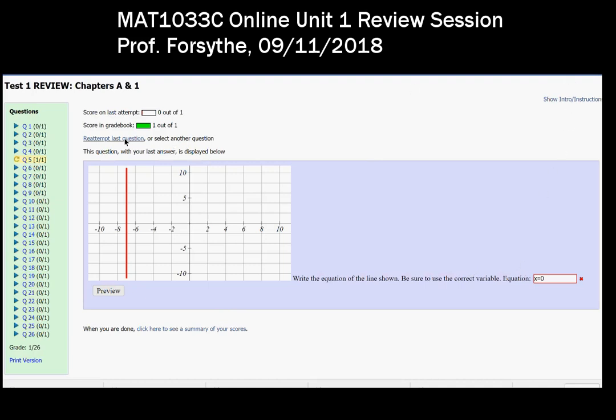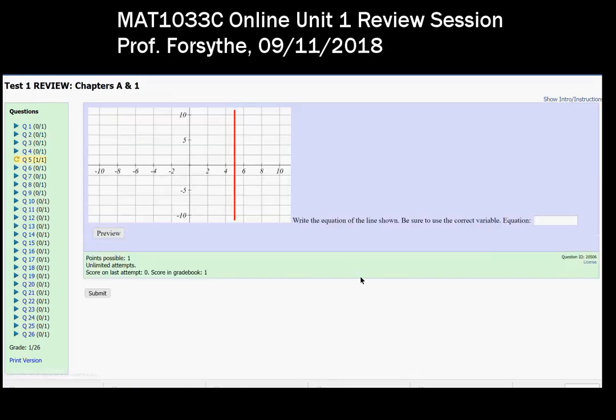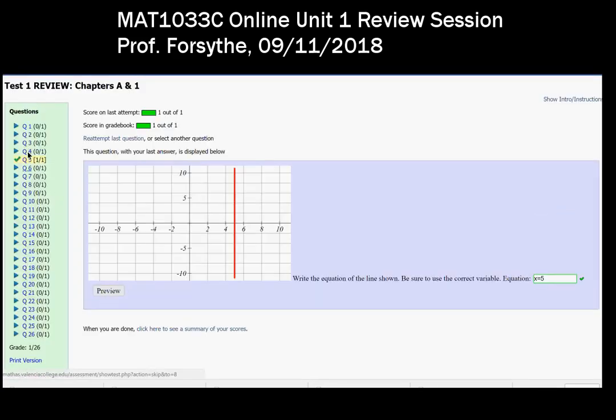Yeah. You know, reattempt last question. Try it again. So this would be x equals 5. Submit. Your grade didn't change. You just know that you got this one right. So that's kind of how your quizzes are set up, but you only have 3 attempts for each question. But yeah, you've got a full week, and you may not have even gotten to all the material yet.